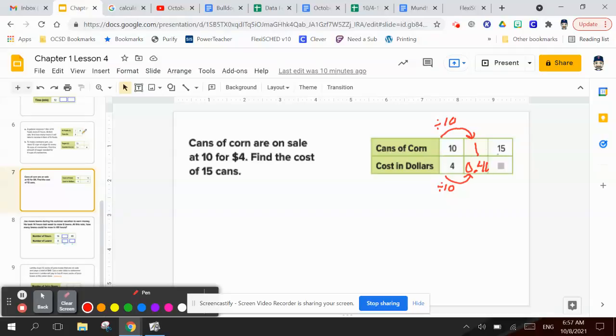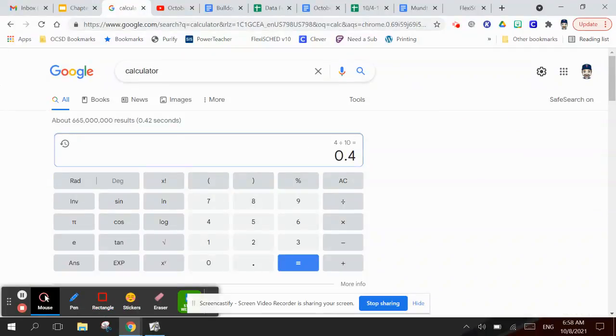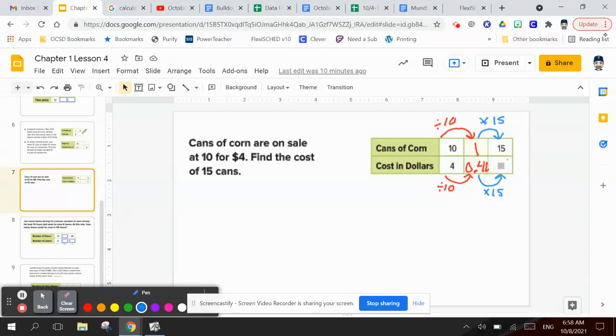But I want 15 cans. So now I want to multiply because my number is getting larger, 1 to 15. 1 times 15 is 15. So I'm going to do the same thing and multiply that 40 cents times 15. I go back to my calculator. I have 0.4. Let's multiply that by 15. And that tells me my answer is 6. It's going to cost $6 to buy 15 cans of corn.